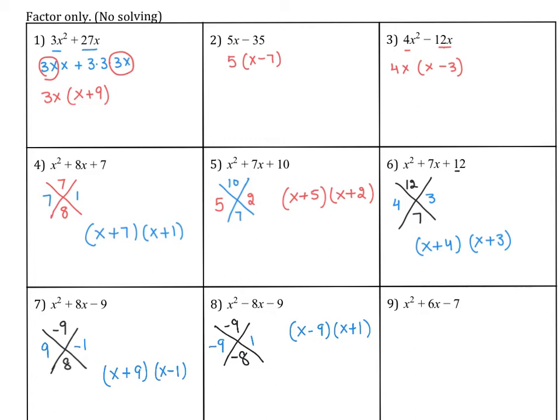Next question, number 9, you have negative 7 on the top, which is the multiplication, and 6 on the bottom. The two numbers that you're looking for: when you multiply you get negative 7, when you add you get 6. So you're going to get 7 and negative 1, because when you multiply these two you get negative 7 and when you add you get 6. And then the factors are x plus 7 times x minus 1.